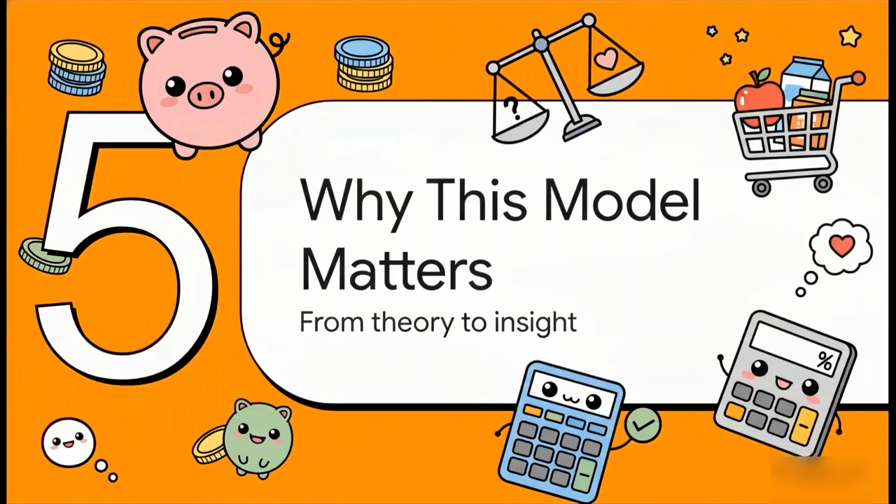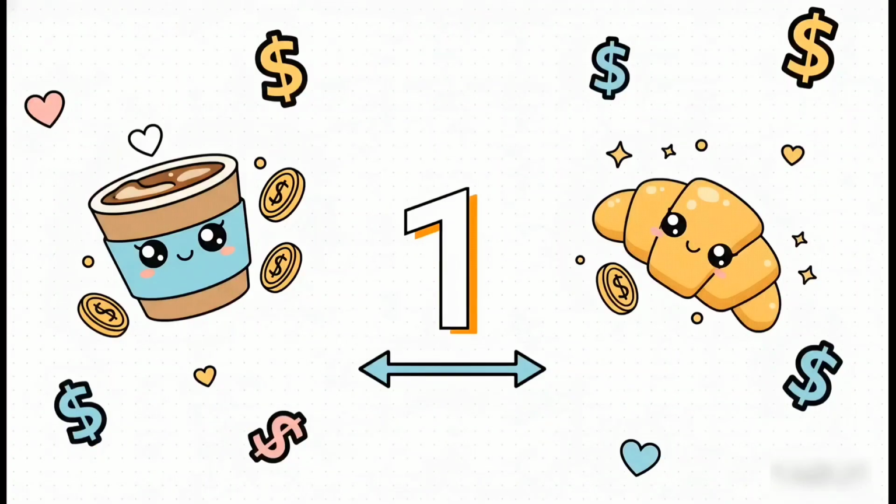Okay, so we have gone on quite a journey through this pretty elegant economic model. But what's the point? What are the real-world takeaways here? Why does this all matter? Well, one of the biggest insights is this idea of equal bang for your buck. What it means is that a rational person naturally adjusts their spending so that the very last dollar they spend on coffee gives them the exact same little boost of happiness as the last dollar they spend on croissants.